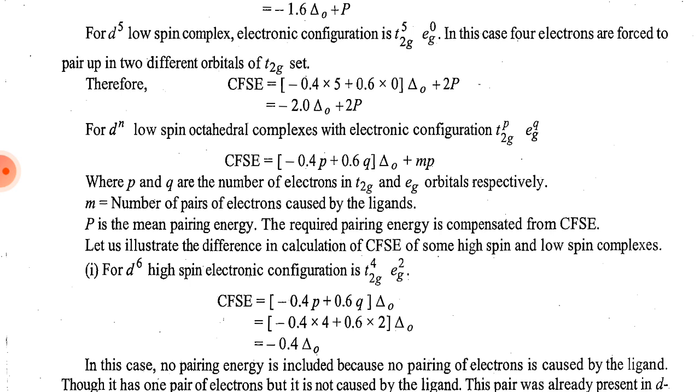Let us illustrate the difference in calculation of CFSE of some high spin and low spin complexes. For d6 high spin, the electronic configuration is t2g4 eg2. CFSE is equal to minus 0.4 p plus 0.6 q, delta 0, which is minus 0.4 multiplied by 4 plus 0.6 multiplied by 2, delta 0, equal to minus 0.4 delta 0.